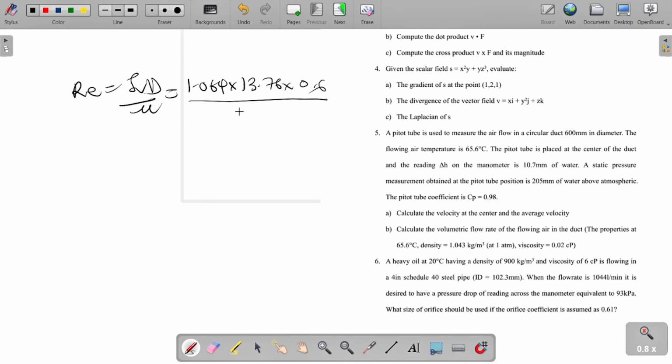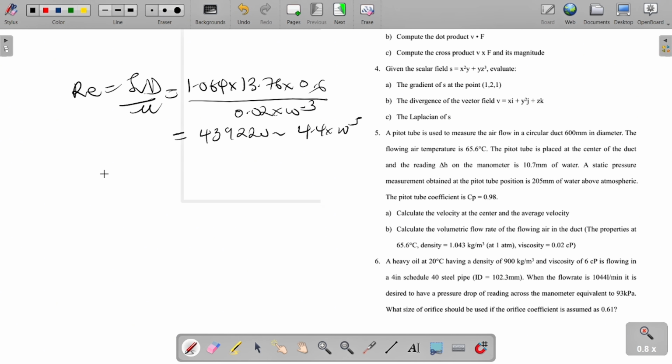Then the viscosity was given as 0.02 times 10 to the power minus 3, right? Because 1 centipoise is 10 to the power minus 3 Pascal second. That's the SI unit, right? So by here, this gives me 439,220, which is approximately 4.4 times 10 to the power 5, right?